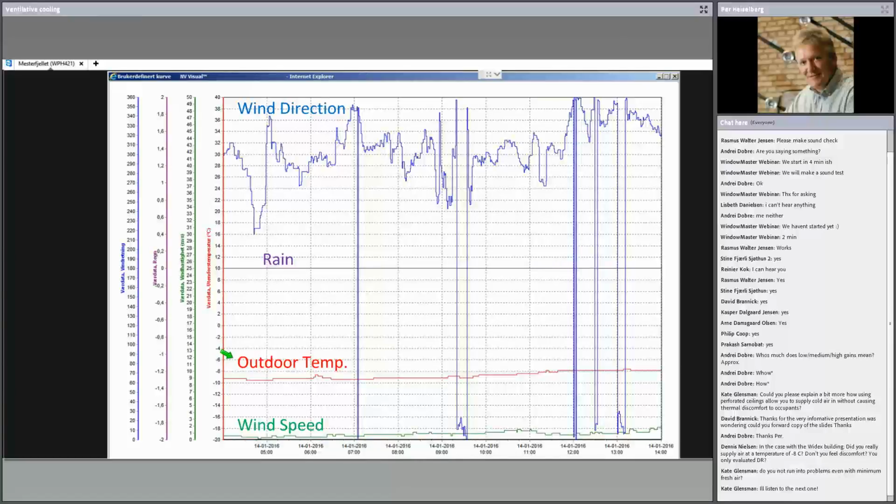The red graph here illustrates the outdoor temperature. You can see the outdoor temperature during this January day is around minus 19 degrees. There was no rain. The wind speed is illustrated here in green. The wind speed is approximately between 0 and 1 meters per second, so that's quite low. And the wind direction is, of course, changing during the daytime.